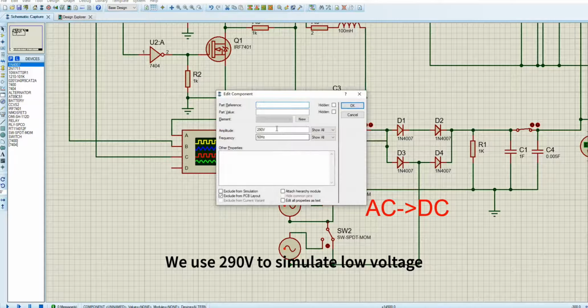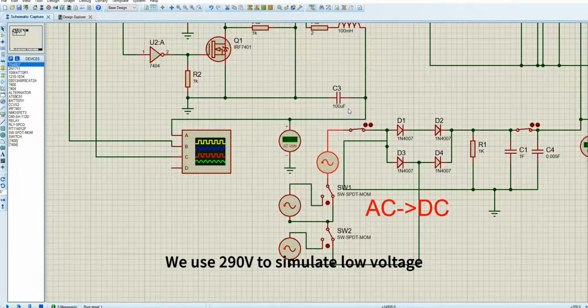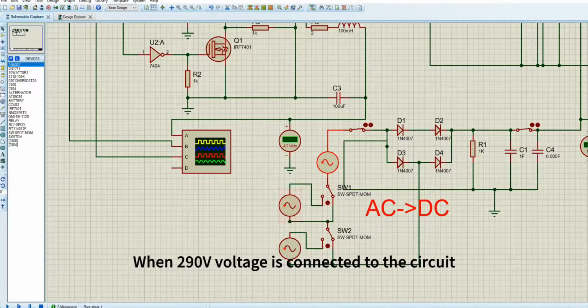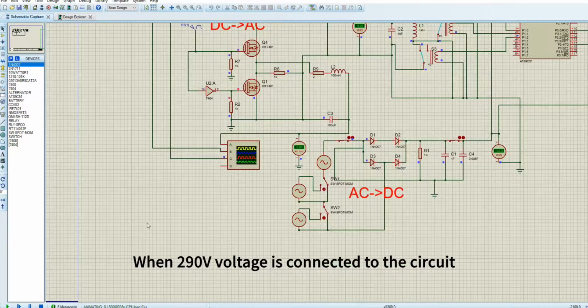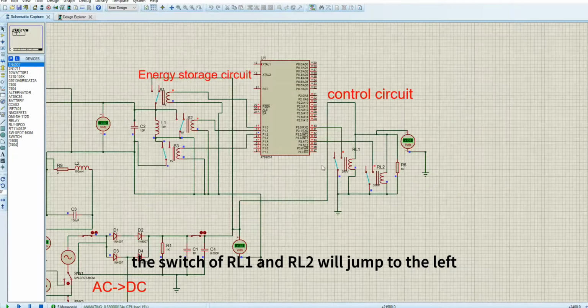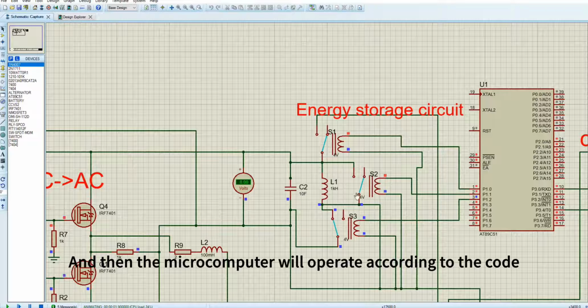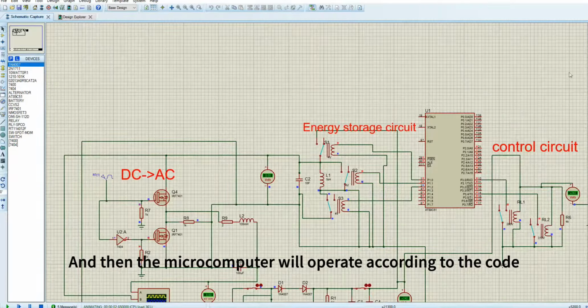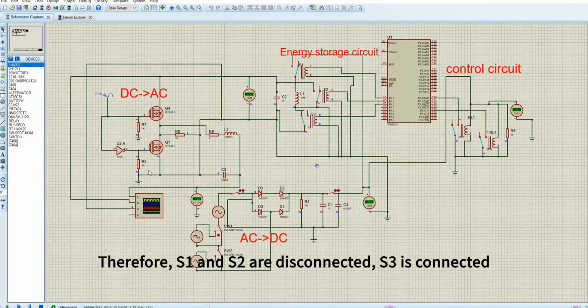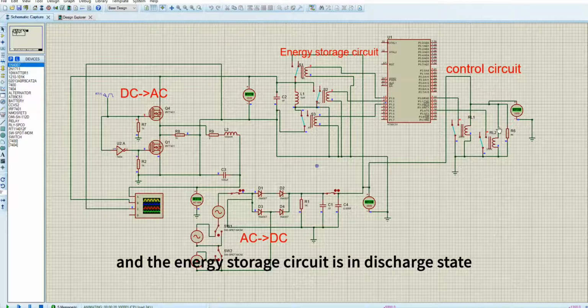We use 290 volts to simulate low voltage. When 290 volts voltage is connected to the circuit, the switch of RL1 and RL2 will jump to the left, and then the microcomputer will operate according to the code. Therefore, S1 and S2 are disconnected, S3 is connected, and the energy storage circuit is in discharge state.